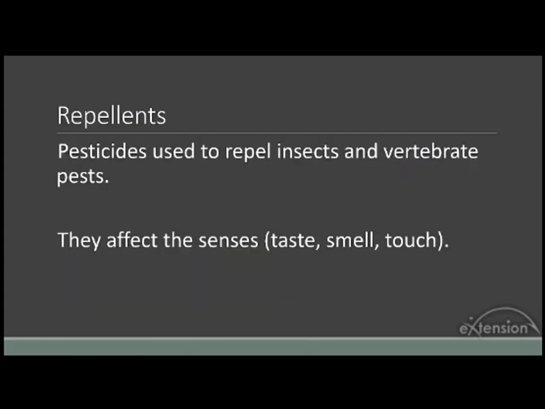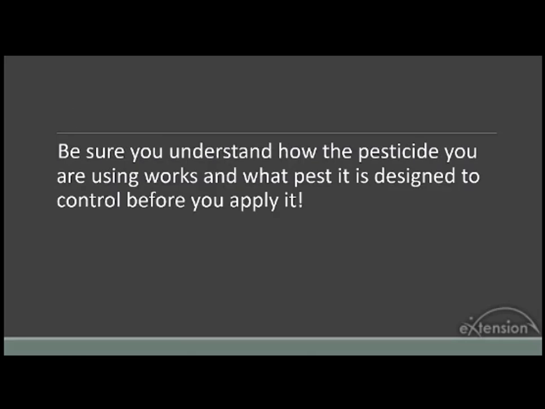A repellent is a pesticide that makes a site unattractive to a target pest. Repellents can come in many forms, from aerosols to dusts to products applied to clothing or skin. They can affect the senses of the pest, such as taste, smell, or touch. Be sure you understand how the pesticide you're using works and what pest it's designed to control before you apply it. It'll be most effective that way.